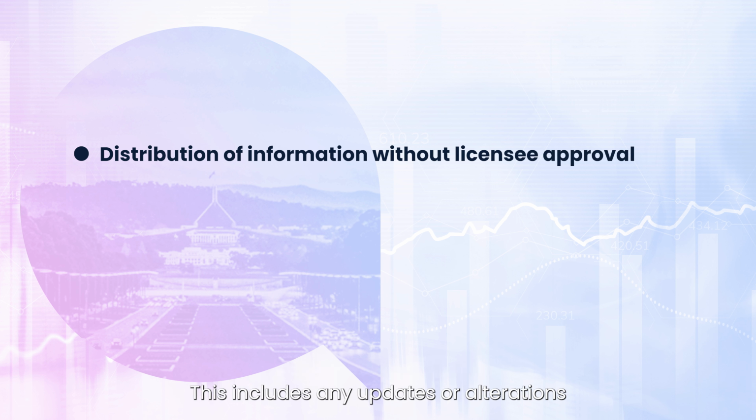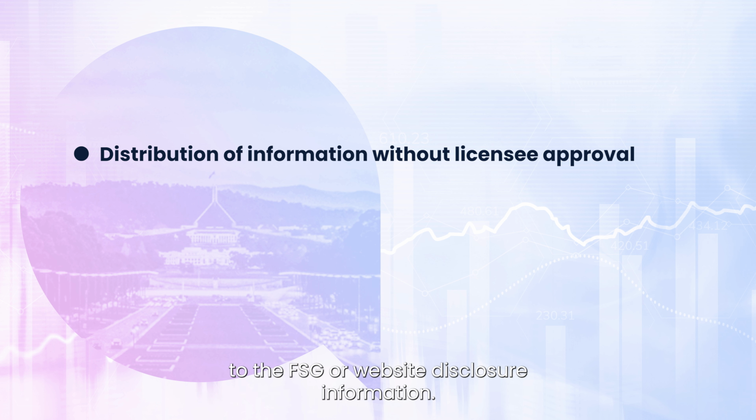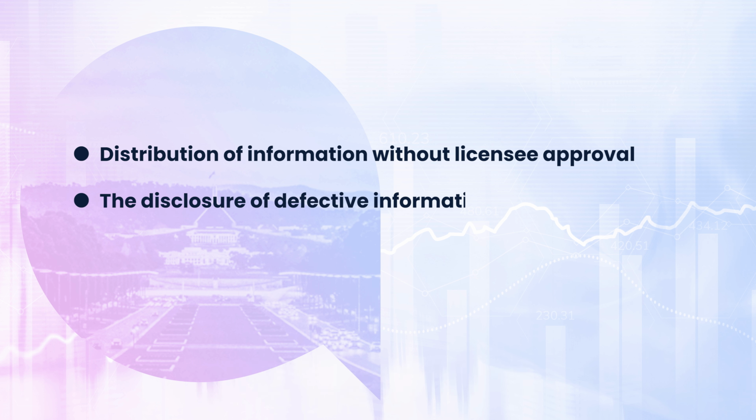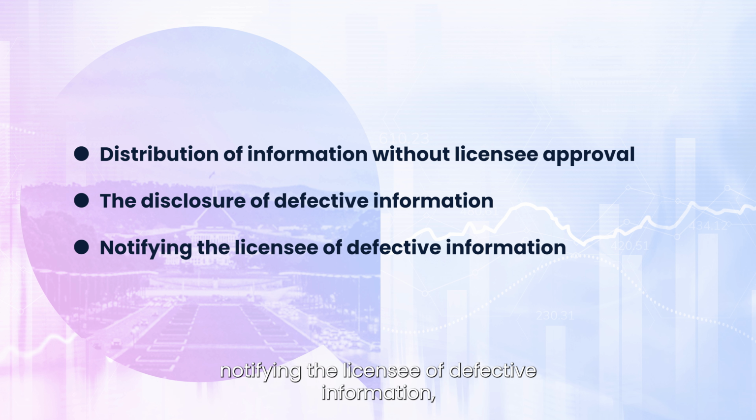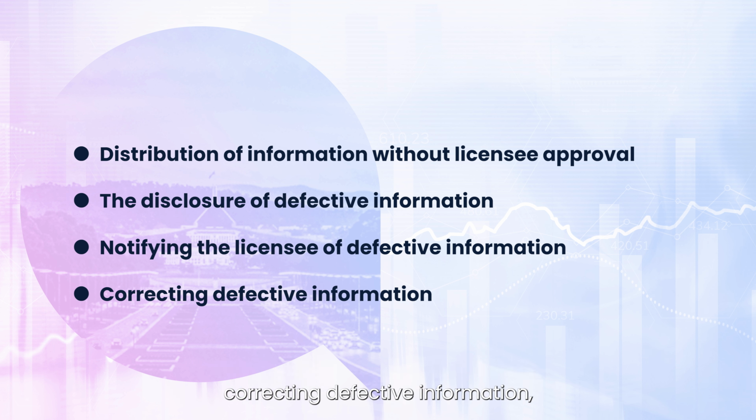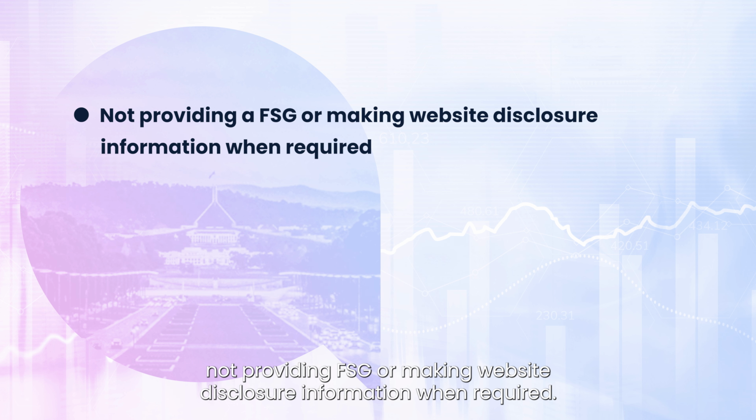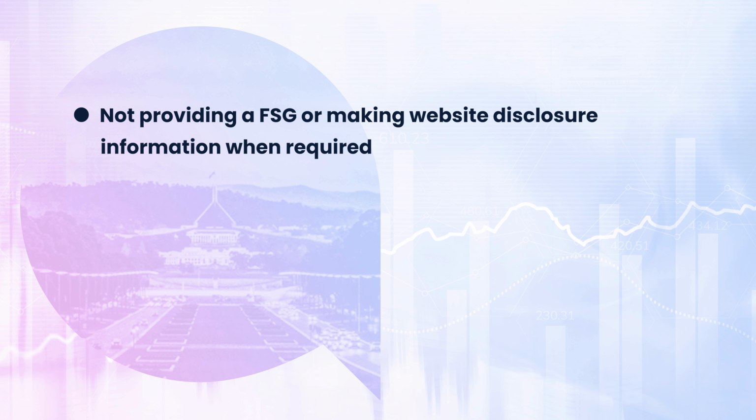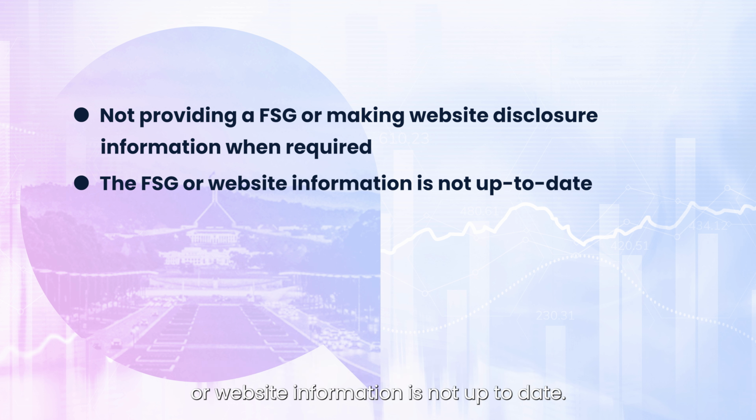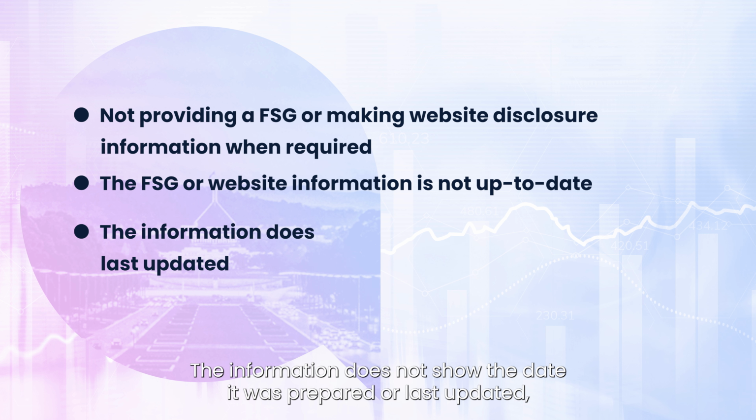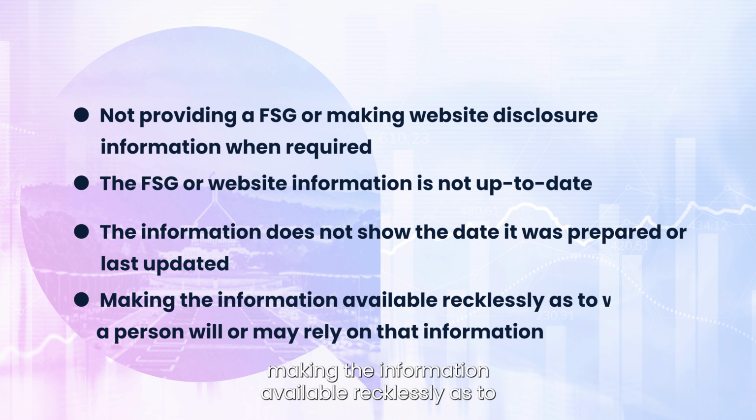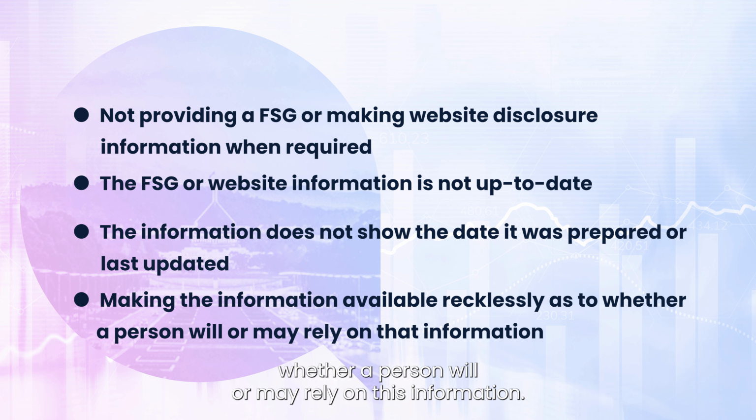This includes any updates or alterations to the FSG or website disclosure information. The disclosure of defective information. Notifying the licensee of defective information. Correcting defective information. Not providing a FSG or making website disclosure information when required. The FSG or website information is not up to date. The information does not show the date it was prepared or last updated. Making the information available recklessly as to whether a person will or may rely on this information.